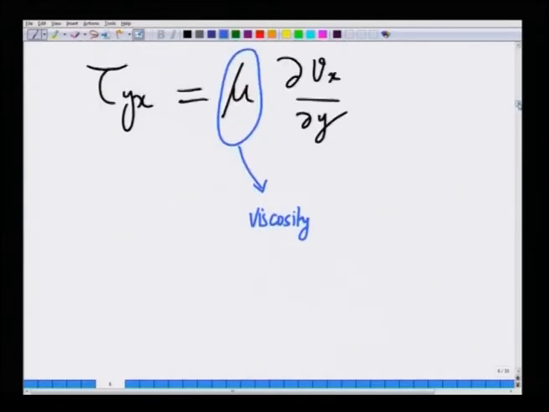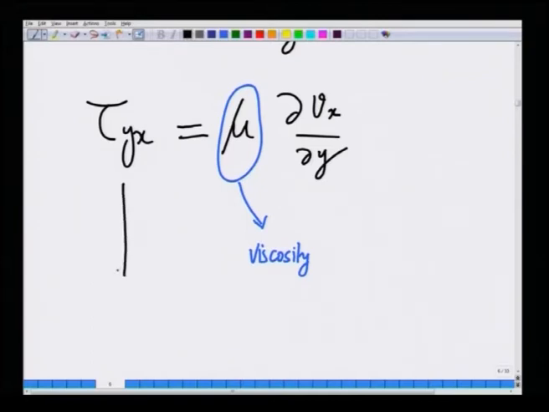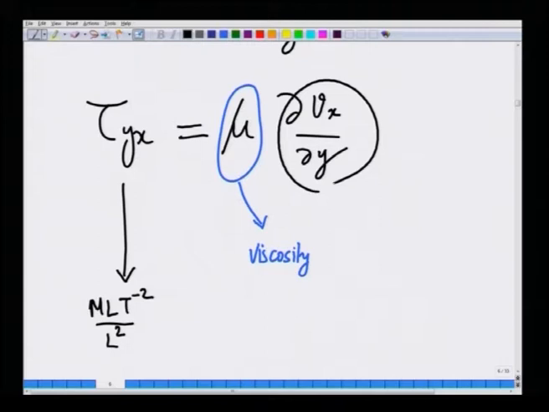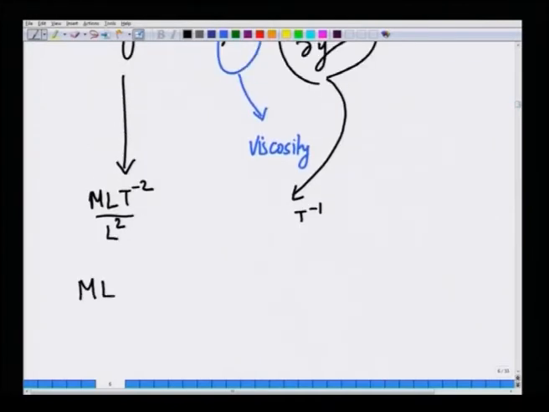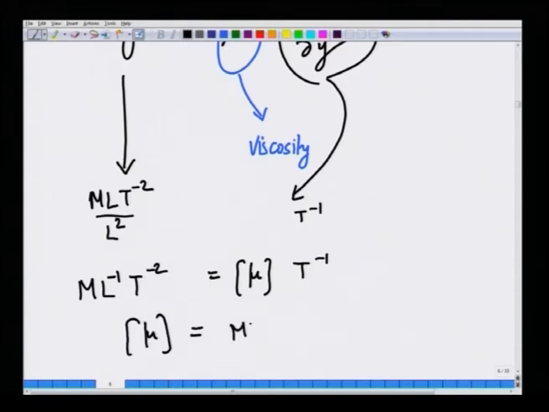Now, the dimensions of viscosity can be estimated as follows. Stress is force per unit area, this is force divided by area. The dimensions of velocity gradients are simply 1 over time. So, the dimension of viscosity, stress can be written as m, times t to the minus 1. If we take it to the other side, then the dimensions of viscosity is m l to the minus 1 t to the minus 1. The units in SI units are kg per meter per second.